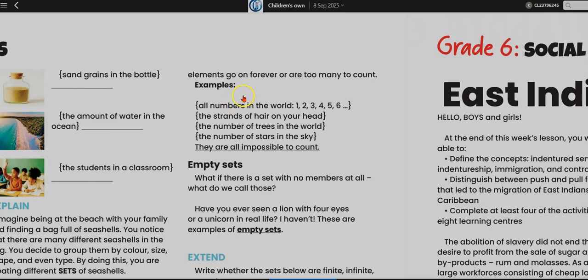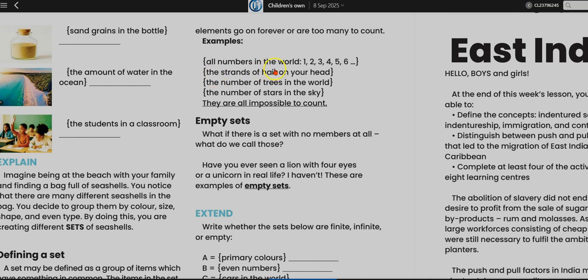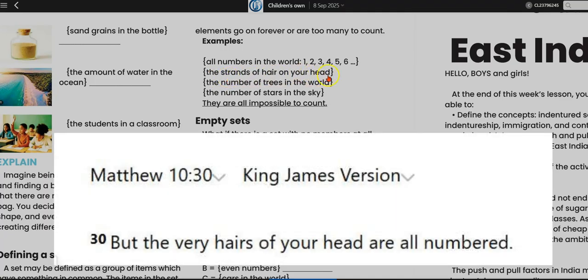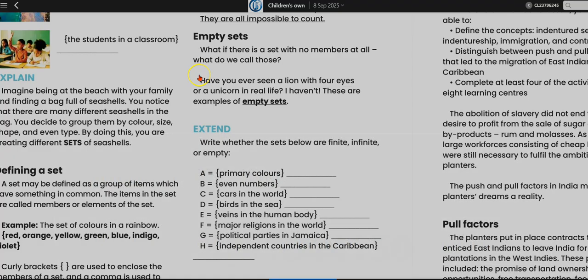So all the numbers in the world, infinite. The number of hair on your head, right? The number of trees in the world, the number of stars in the sky, they are all impossible to count. Now, you see this one about the strands of hair on your head? The Bible says that God knows every single strand of hair you have. So He can.